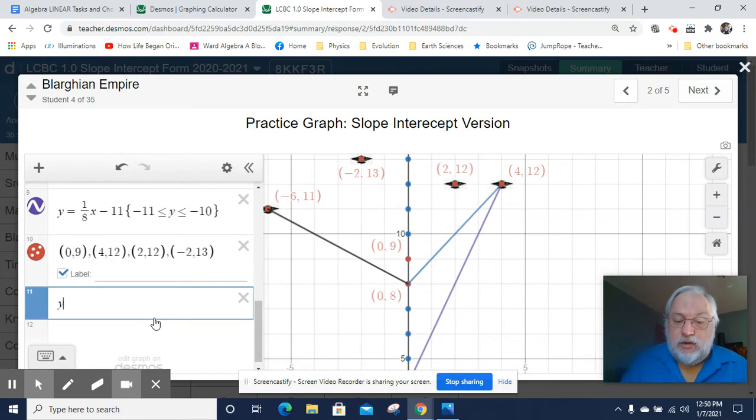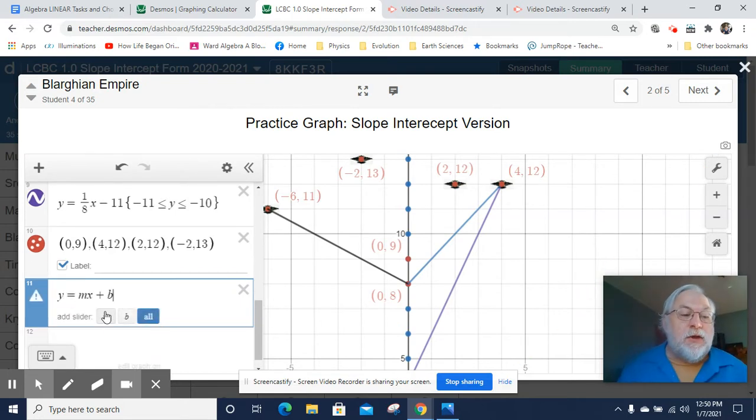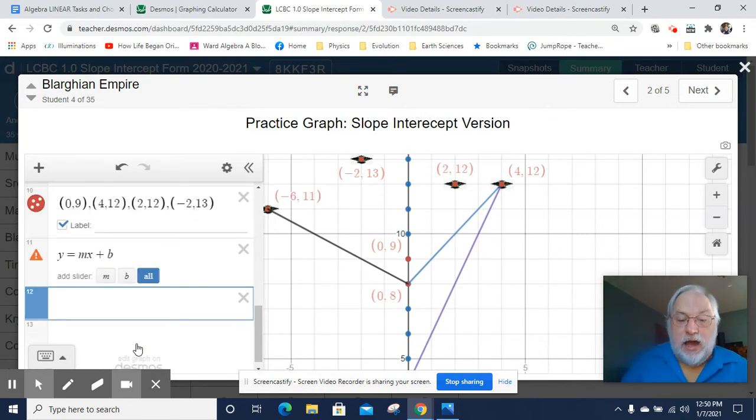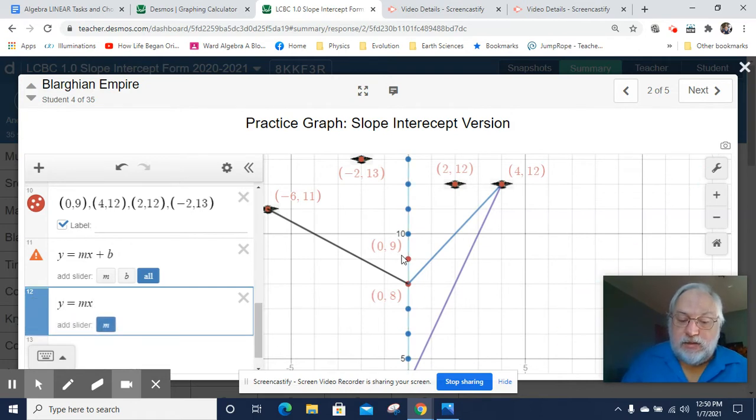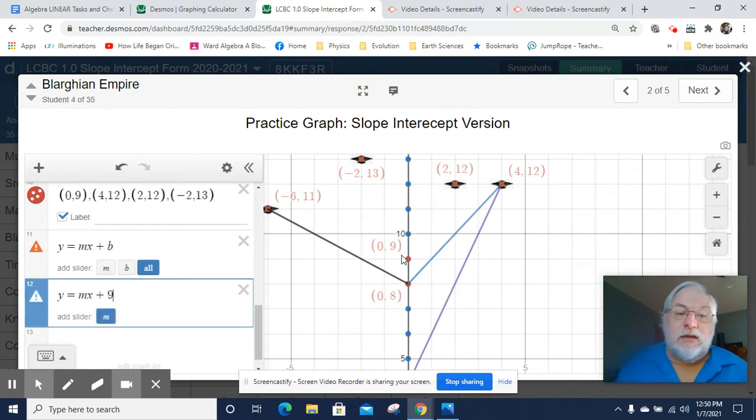I told you the equation is y equals mx plus b. That is the slope intercept form, which has y equaling the slope times x plus the y-intercept. So I need to figure out my y-intercept. Each time my y-intercept is 9 because I'm using 0, 9. So y equals mx plus 9. Now I need the slope.